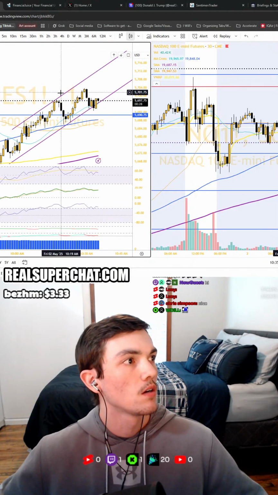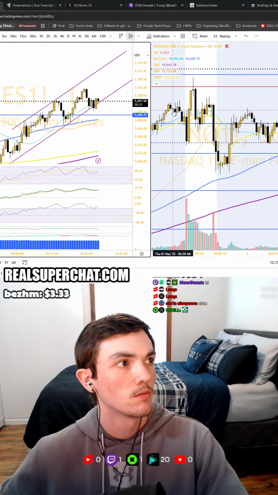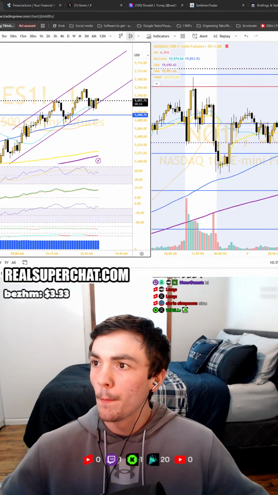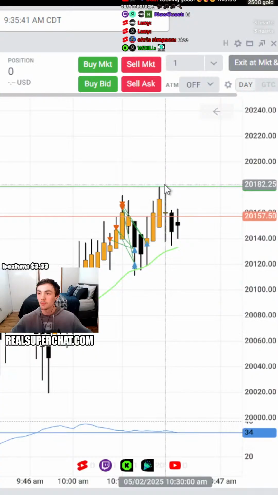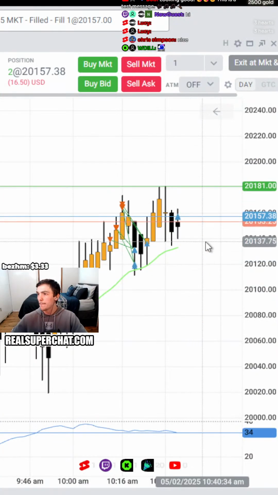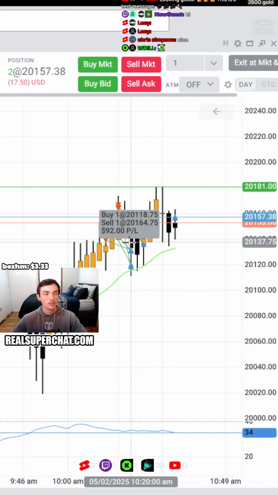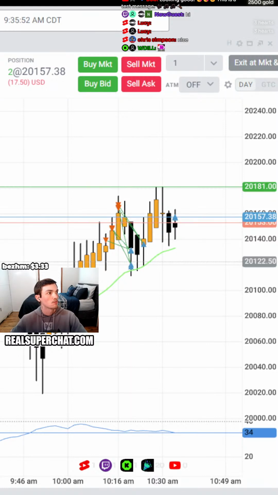Higher high, higher low, higher high, higher low. I'm gonna throw 2 in long. Order filled. I don't know if it's gonna follow through. It might just break this trend line and fall. But I'm only in 2 minis, so I can average in if necessary.